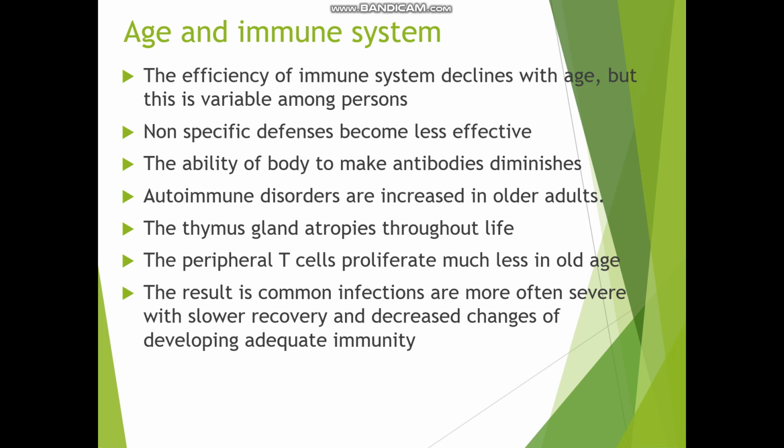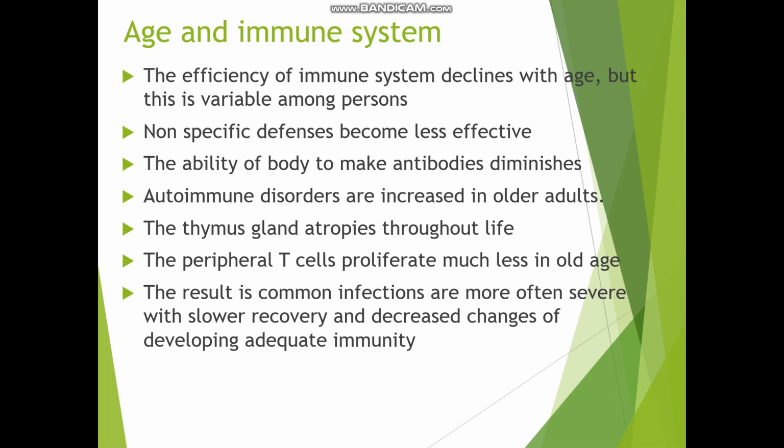So age and immune system. In this, the efficiency of the immune system declines over time. But this is variable among persons. There is individual uniqueness always. Non-specific defenses become less effective. So we know that specific defense is there, non-specific is there. Non-specific are innate immunity, specific are adaptive or acquired immunity. I hope you all know about immunity.